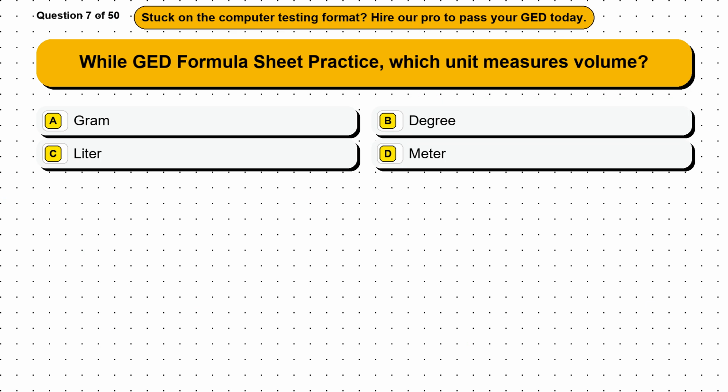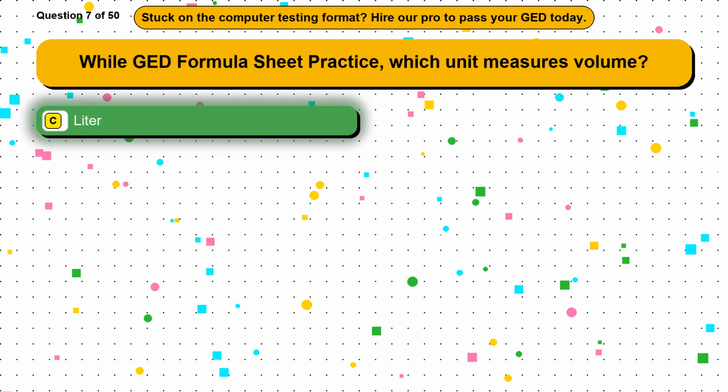Question 7. While GED Formula Sheet Practice, which unit measures volume? Option A, gram. Option B, degree. Option C, liter. Option D, meter. The correct answer is option C, liter.